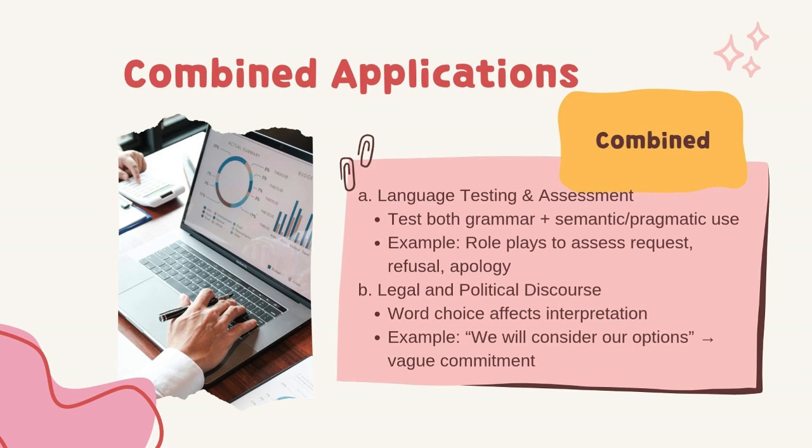For example, we will consider our options. In semantics, the statement means the options will be thought about. And in pragmatics, the speaker might actually be delaying a decision, avoiding commitment, politely rejecting a proposal, and signaling the action may be taken without making a promise. So why this matters in politics or courts: vague or strategic phrasing allows room for interpretation, avoids blame, or leaves legal openings.